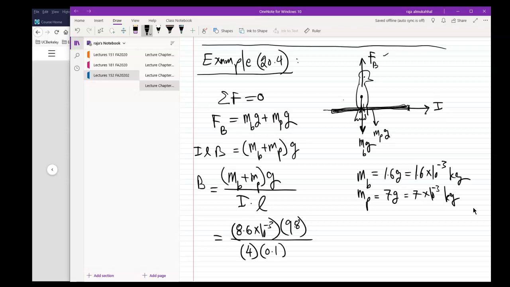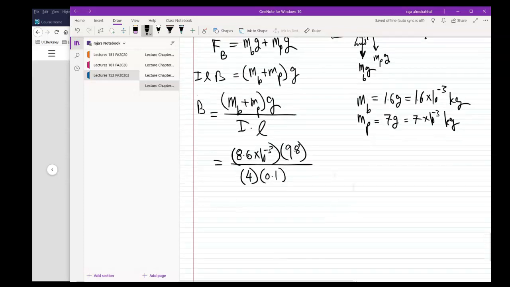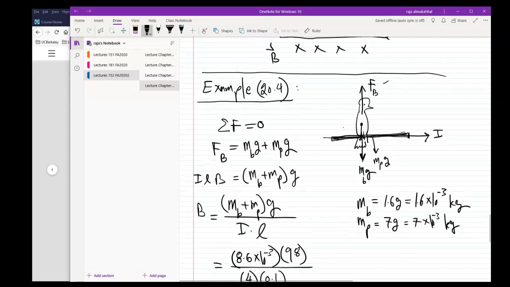We just solve for that, and when you solve for it, you're going to get 0.2 Tesla. And it turned out that the magnetic field is into the page. Again, you want to use the right-hand rule. It's into the page, excuse me. Okay? Okay, good.